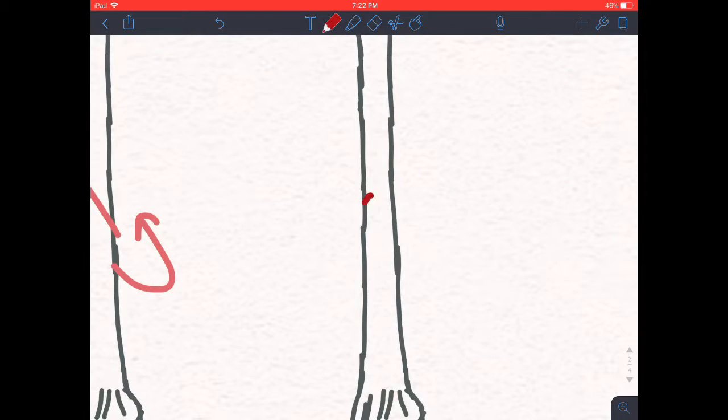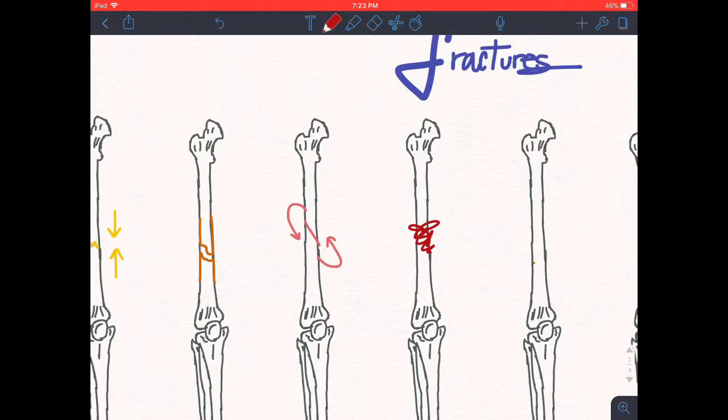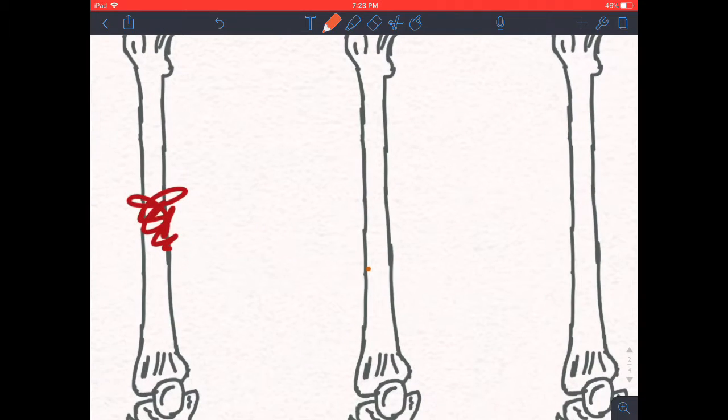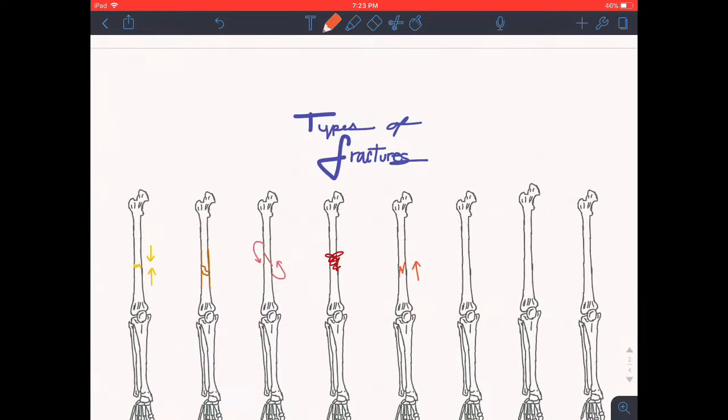The fourth type of fracture is comminuted. Several breaks result in many small pieces between two large segments. The fifth type of fracture is impacted. One fragment is driven into the other, usually as a result of compression.